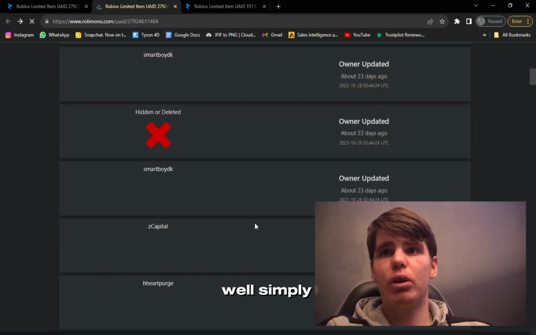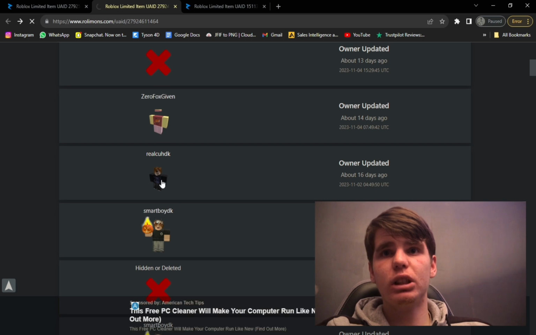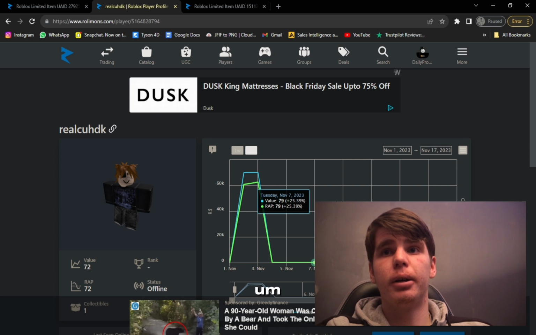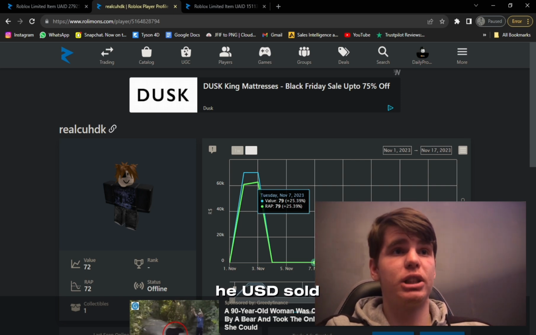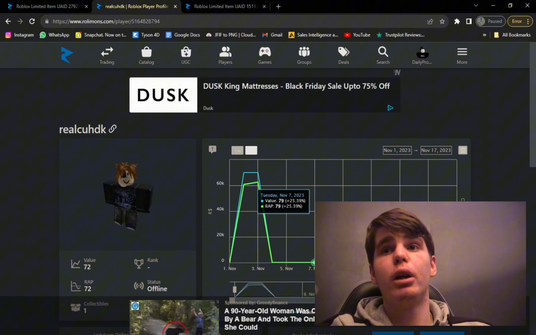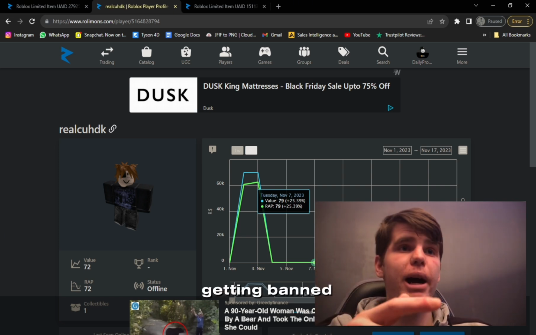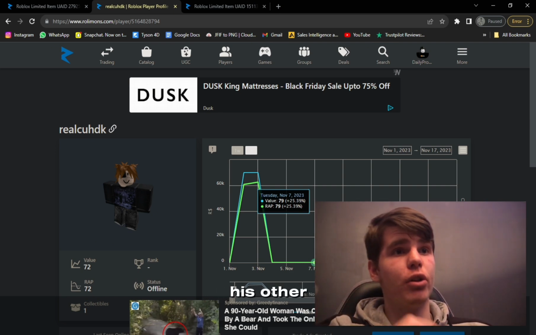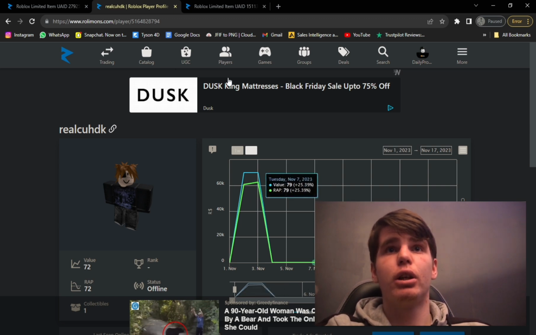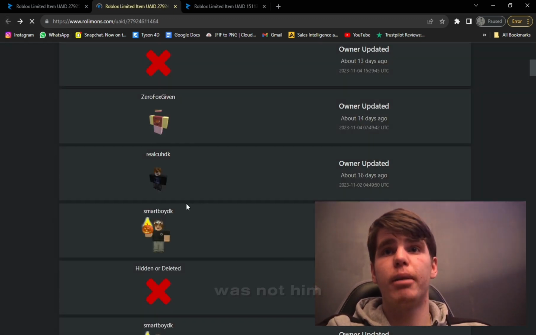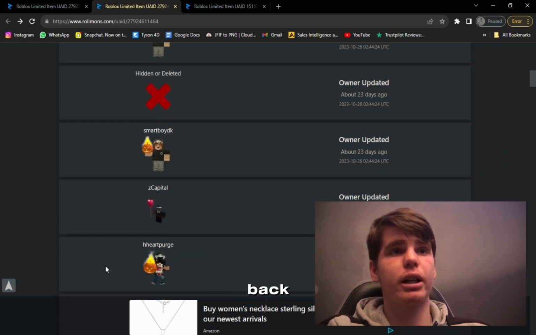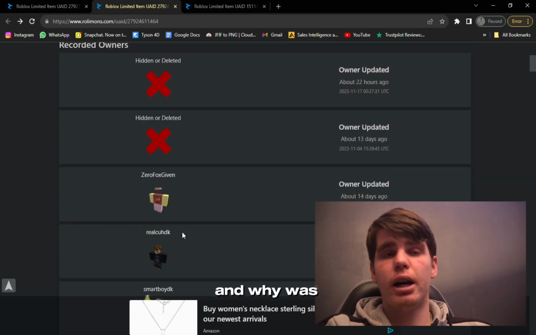How do I know this? Well, simply because this user at the time had too many limiteds on hold when he USD sold it to Callum, because he also has a high chance of getting banned when requesting the rollback, because Roblox is instantly going to know now how he got his other limiteds as well, and he couldn't take that risk. So I know for a fact that definitely was not him, and it was definitely this user here, which means because the legit trader didn't do the rollback, it was just deleted and not rolled back to this user. And why was it deleted?